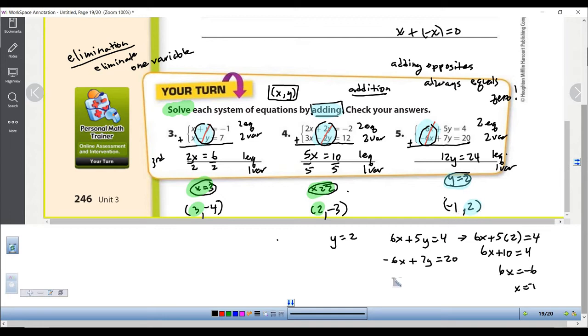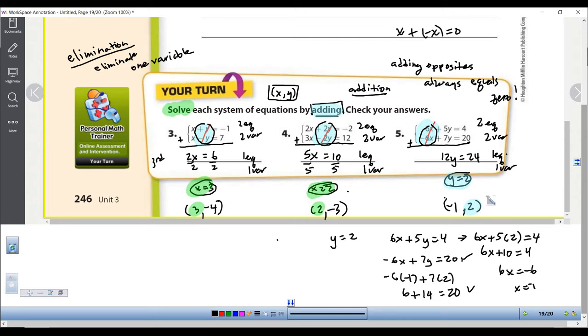Now let's do a quick check down here at the bottom because that's what good math students do. They always check their answers. Negative 6 times negative 1 plus 7 times 2. Let's see what happens. Negative 6 times negative 1 is 6. 7 times 2 is 14. 6 plus 14 is 20. What were we supposed to get? 20. What did we get? 20. So that proves that this makes both equations true.